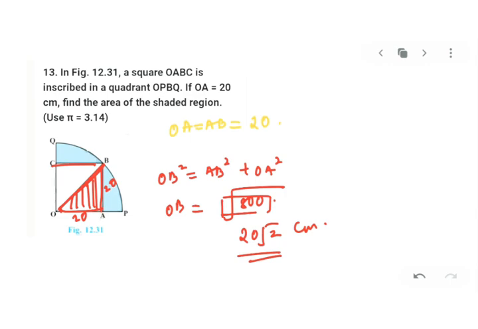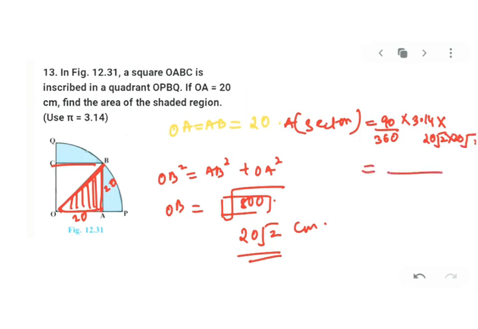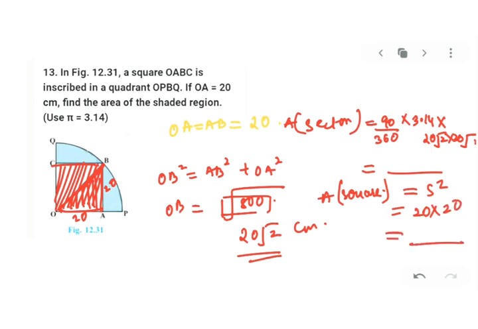You can go for your sector area. Sector area will be 90 upon 360 into pi, you have to use 3.14, into radius, you have 20 root 2 into 20 root 2. Got the point clear? From here you will get the area of sector. From that area of sector, you just subtract the area of your square. What will be area of square? Area of square will be side square, and side you have in your hand, 20. Once you got these both, you just subtract it and you will get your required thing.